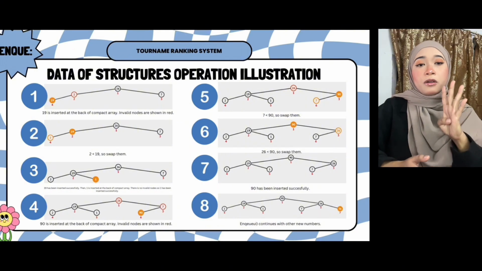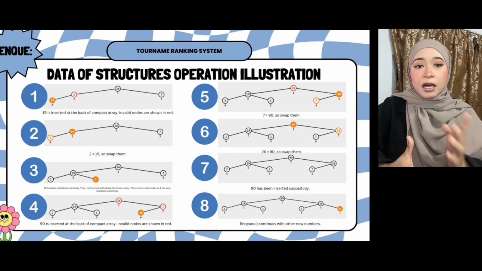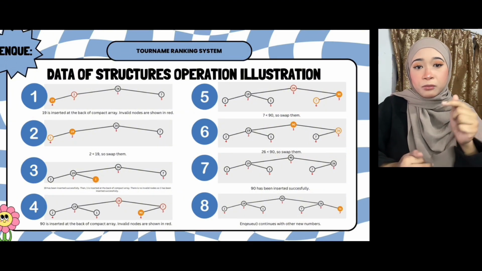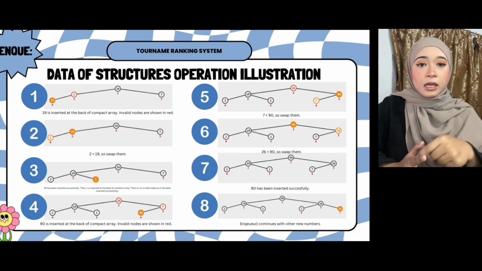Okay, step number 4. Now I insert the number 90, which creates invalid nodes that appear in red, and I will need to make adjustments. So you will watch how the numbers move in the upcoming steps to fix this in the movement illustration.